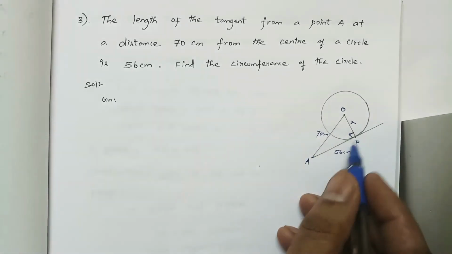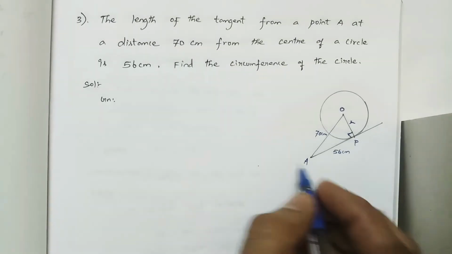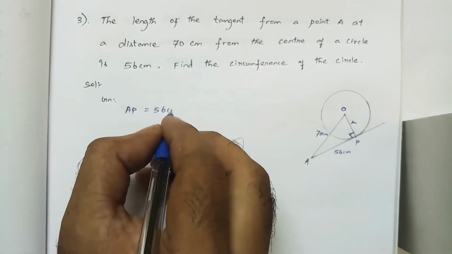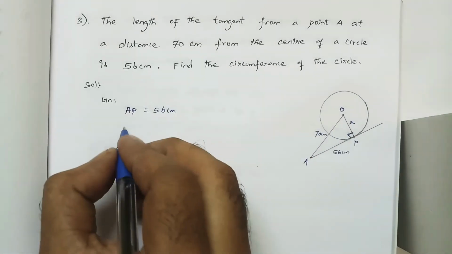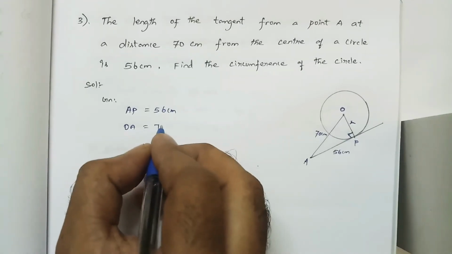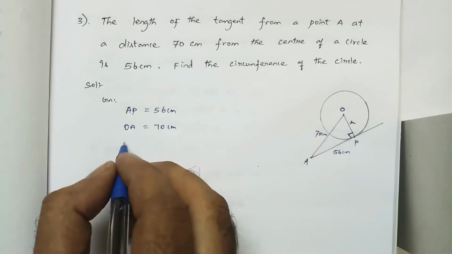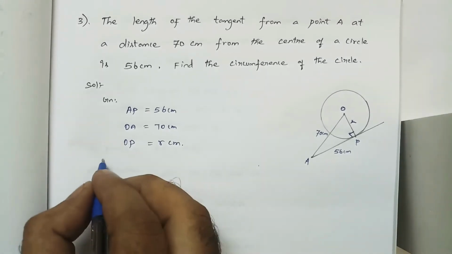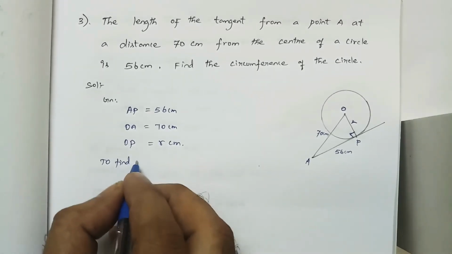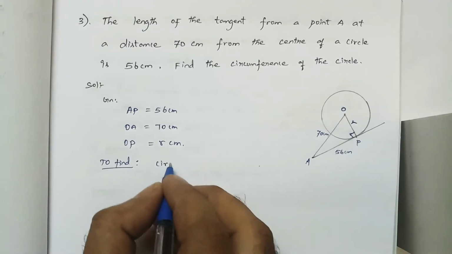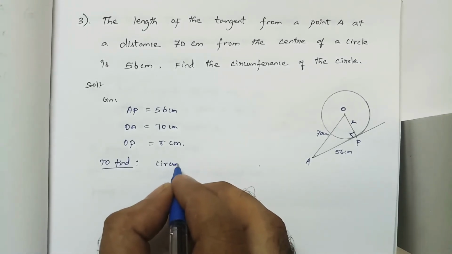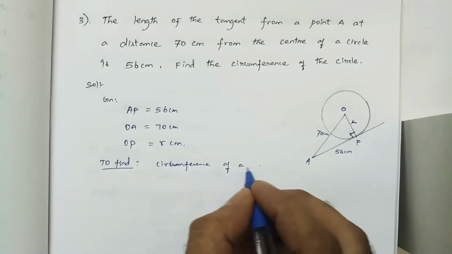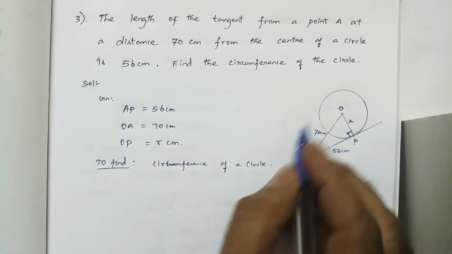So write the given. What are the givens? AP is equal to 56 centimeter, and OA is equal to 70 centimeter, and OP I am just taking as r centimeter, the radius. To find: the circumference of the circle. So we have a right angle triangle.